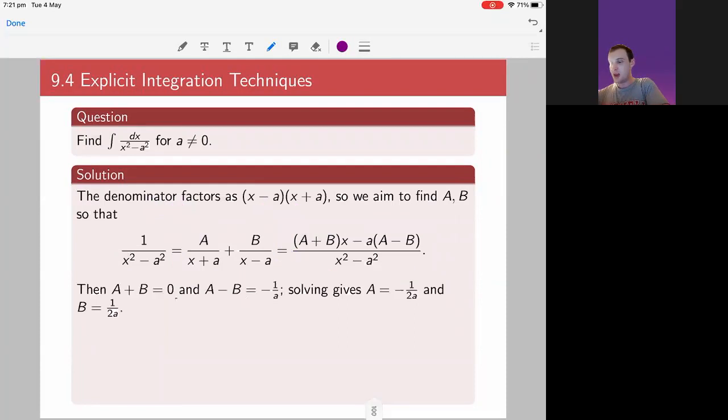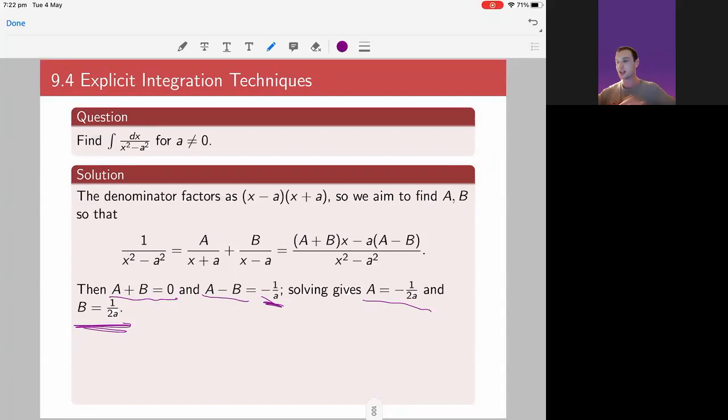As was suggested, a plus b needs to be equal to 0, and a minus b needs to be equal to minus 1 on a. That's a system of two linear simultaneous equations. I'm hoping you're familiar with how one would solve these equations simultaneously, so I won't go too far into the details now. If we do this, we get that a is equal to minus 1 on 2a, and we also find that b is equal to 1 on 2a. So this gives us the numbers that we need.